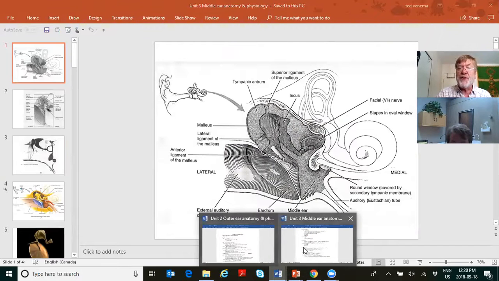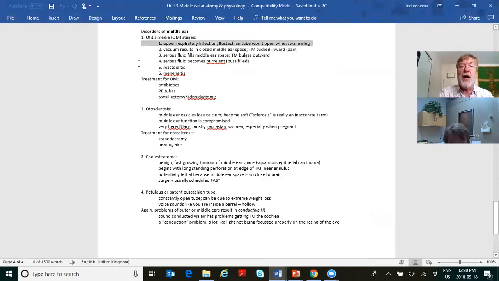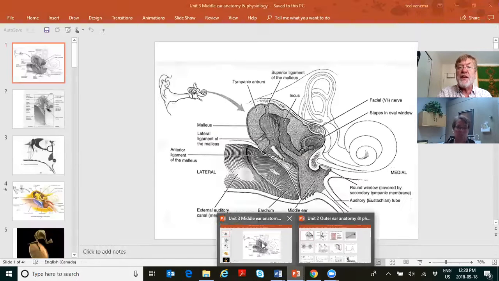And that's what it says in your notes. A vacuum now results in your closed middle ear space. The tympanic membrane is sucked inward. This causes pain. The third stage is called serous otitis media, a non-infectious fluid, clear, like the fluid underneath a blister. So let's go to our PowerPoint and see it here.